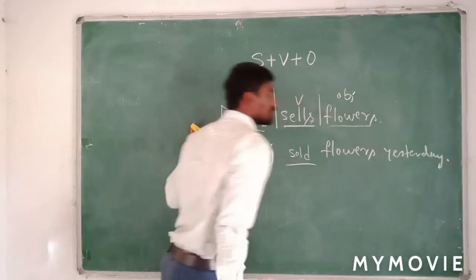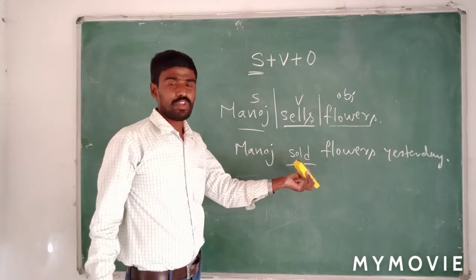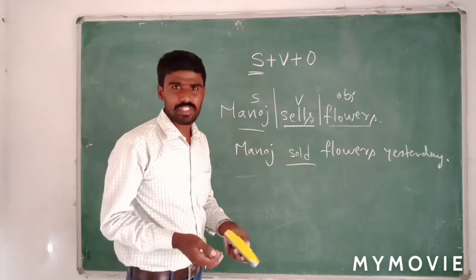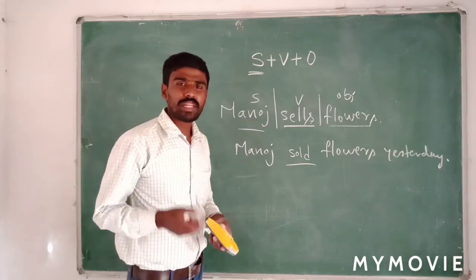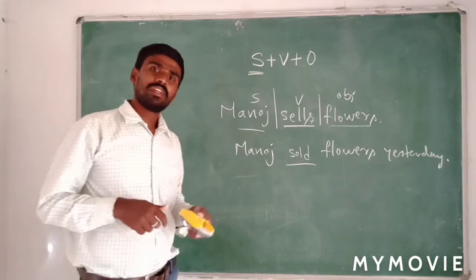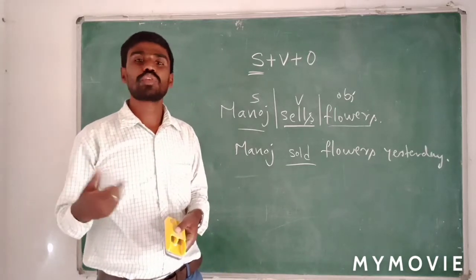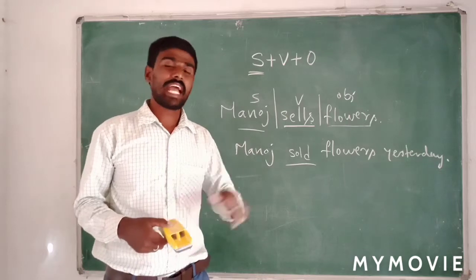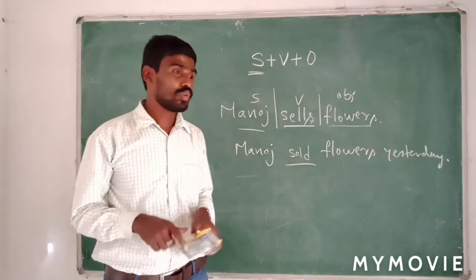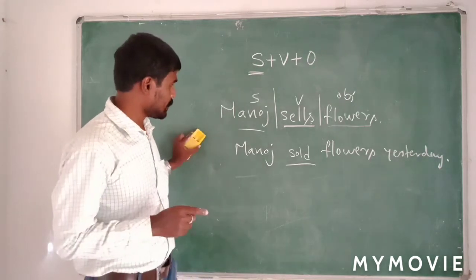Yesterday, right? So this is the action which took place in past tense. Whenever we talk about actions, we have to mention the proper tense. If the action takes place in present tense, we have to use the present tense. If the action took place in the past, we have to use the past tense, right? So you have to mention the proper tense of the sentence.